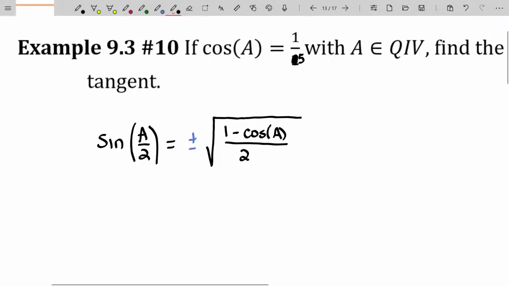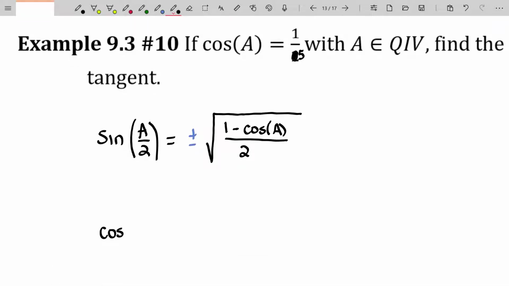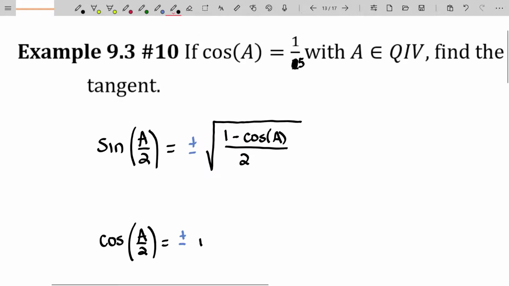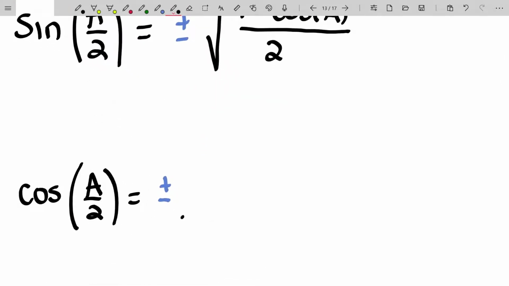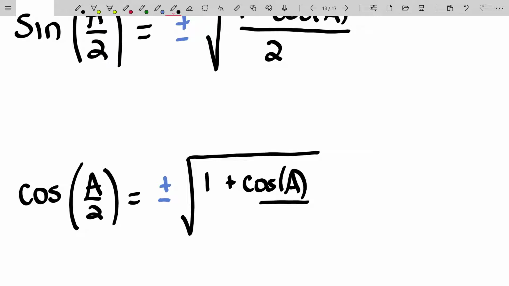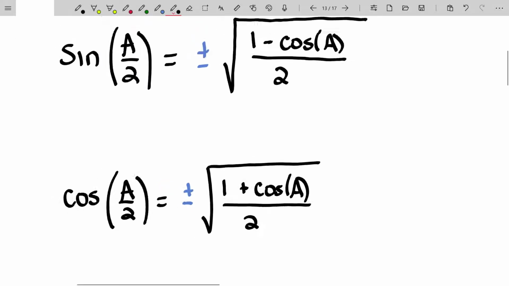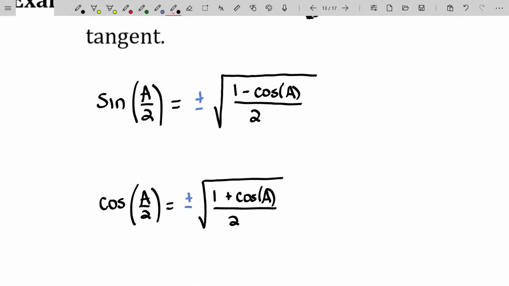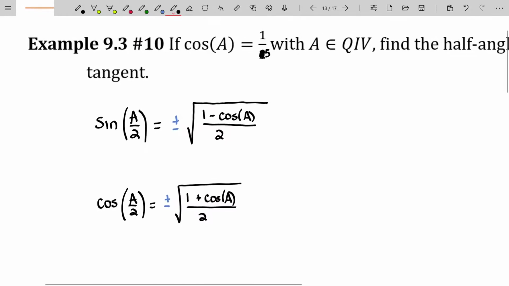And then the cosine of the half angle is going to be, again, plus or minus. Let me write that in, plus or minus, square root of 1 plus the cosine of the angle A all over 2. Again, the 2 is within the radical. Tangent I'll worry about later.